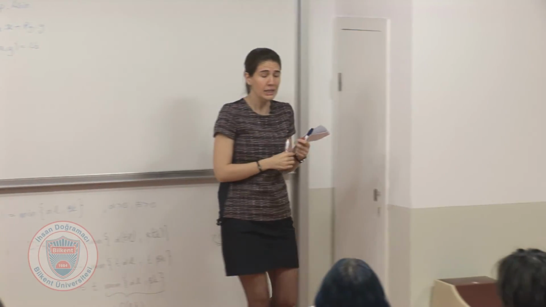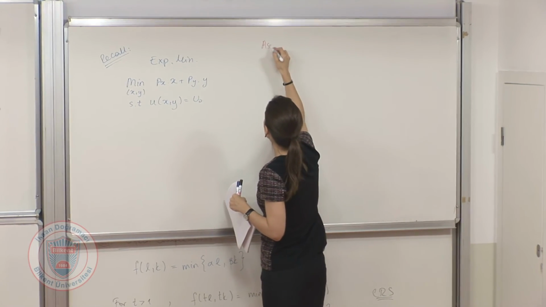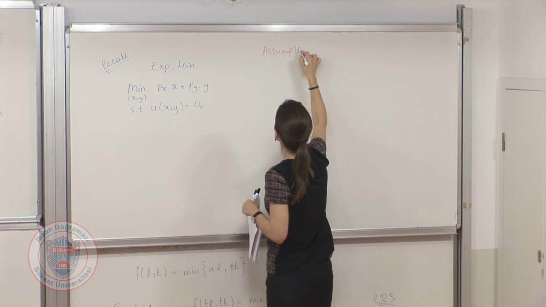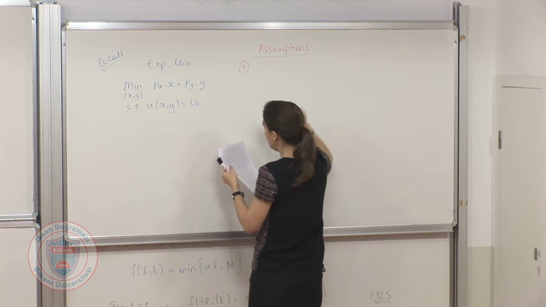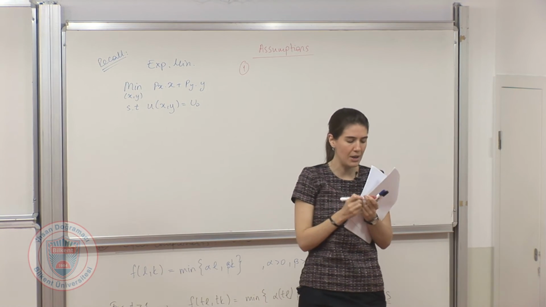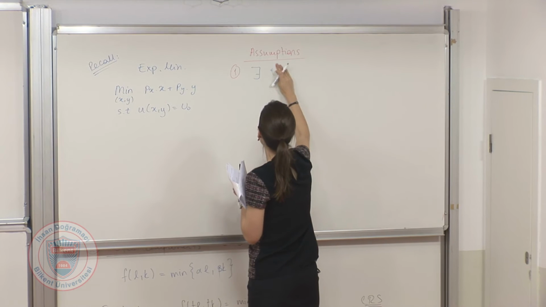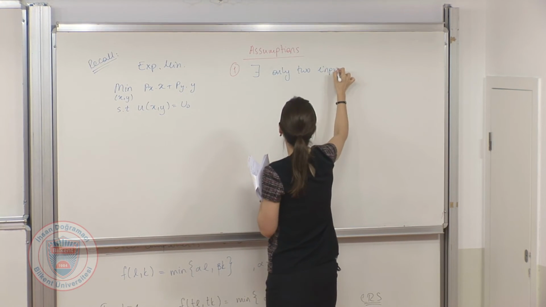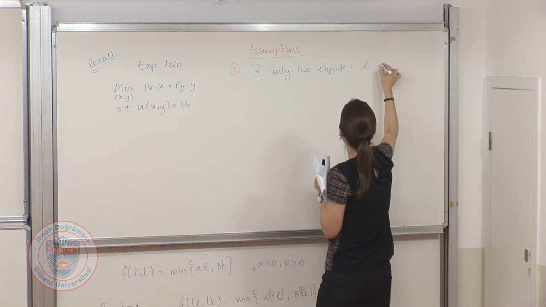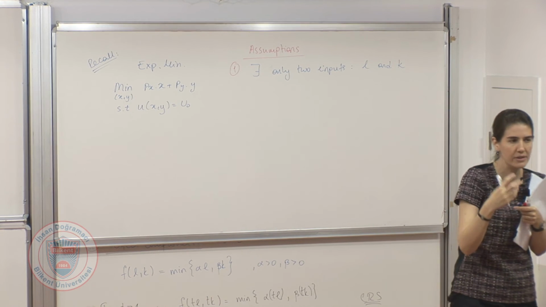But before that, let me write down some assumptions. We had some assumptions here as well. The first one is that we're going to assume there are only two inputs, labor and capital. Of course, the extension to the n-input case is immediate.